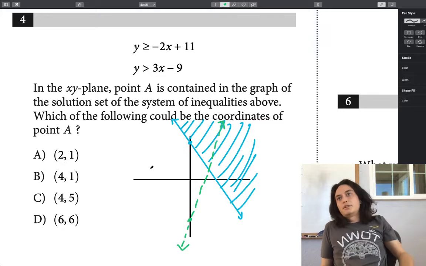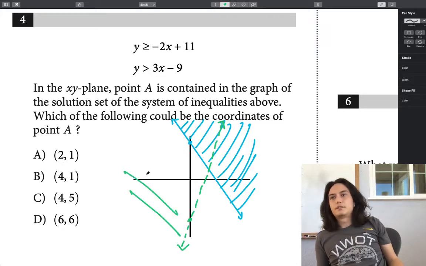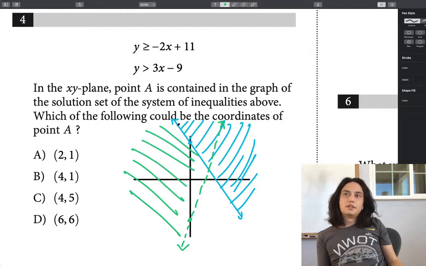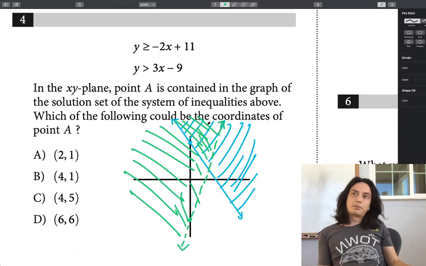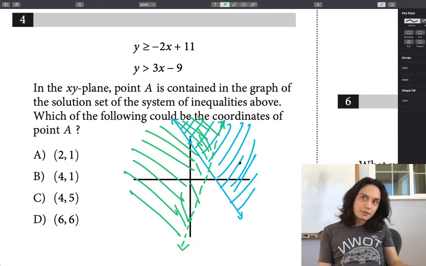Fine. But the thing to point out is, all right, it's cross-hatched in this direction. And the area that we're thinking about, I'm going to clear this out, but it's this area. We don't care about this. This is stuff that works for the second equation, but not the first one. And this is stuff that works for the first equation, but not the second one. We care about this area right here.